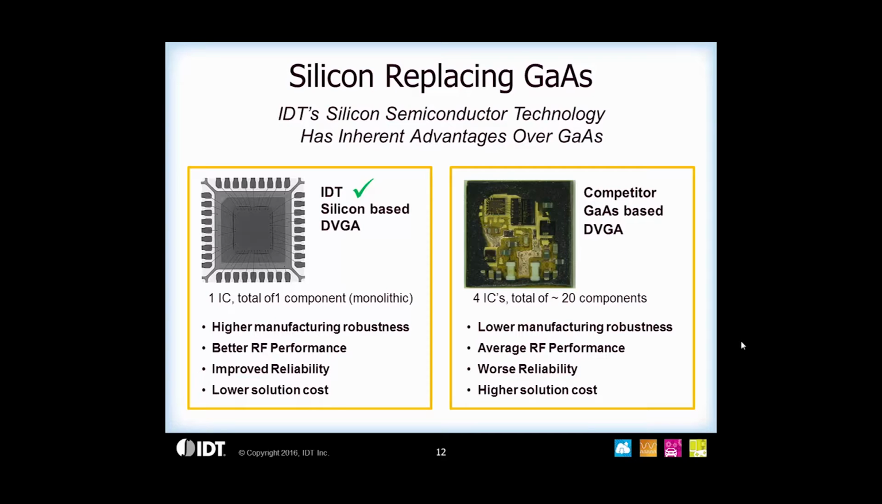Now, if you look at the IDT silicon-based technology, we only have one component for the same functionality, which enables us to have higher manufacturing robustness, better RF performance. We talked about IDT's technical innovations, which allow us to have better RF performance, improved reliability, and lower solution cost. So we believe IDT silicon semiconductor technology has inherent advantages which are reflected in our RF products.